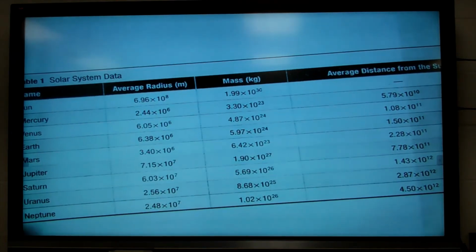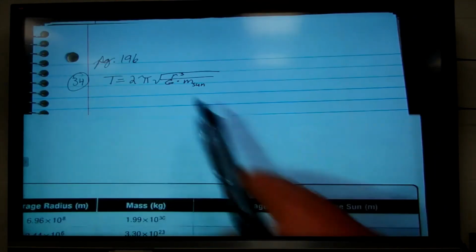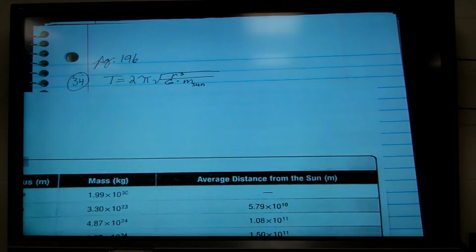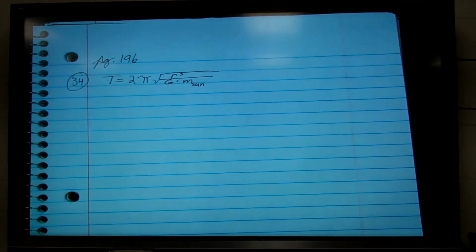Alright, gravity. The radius we're looking at in this case is the average distance from the sun, because we're talking about the period, which is the orbital path that is taken. So when would we need the radius of Jupiter? Because we're looking for T. If it says period, I use the average distance from the sun.